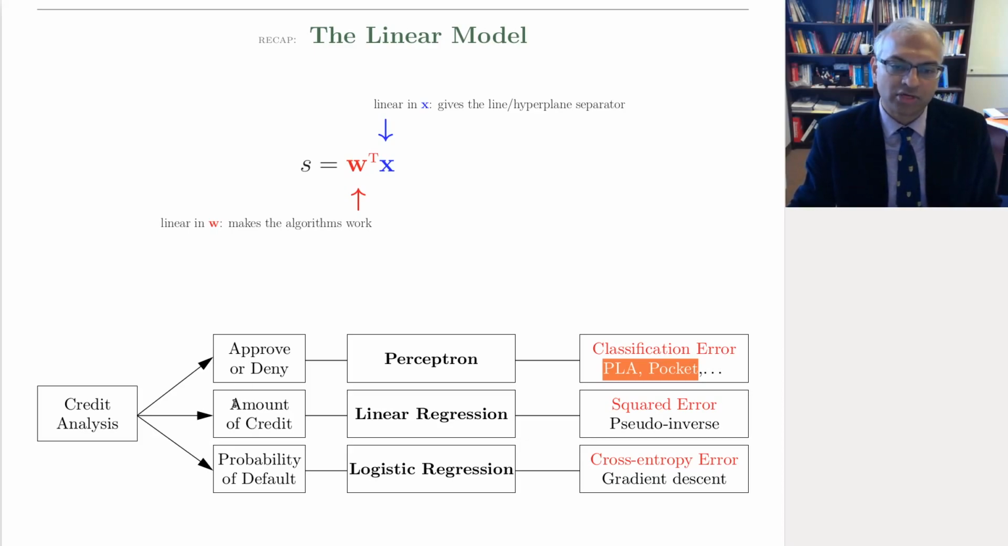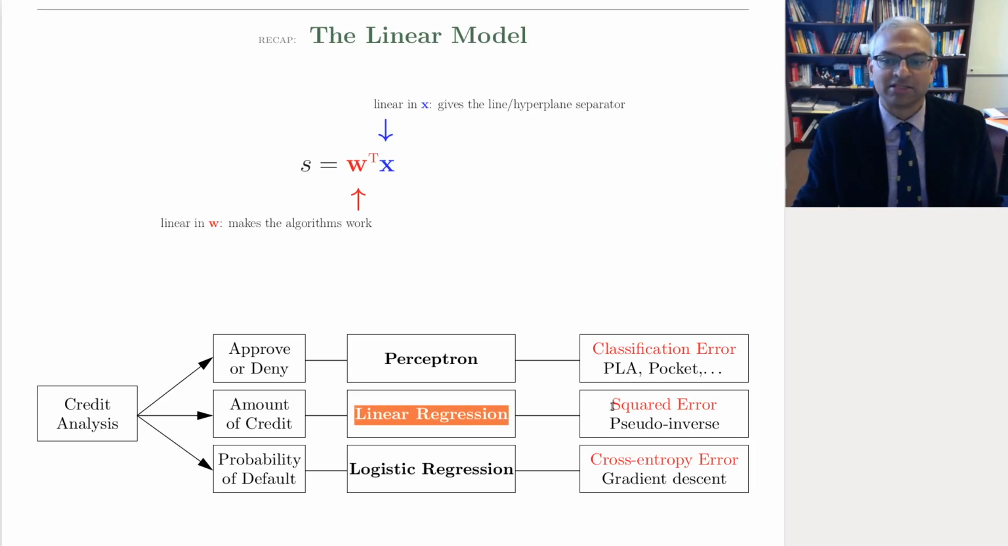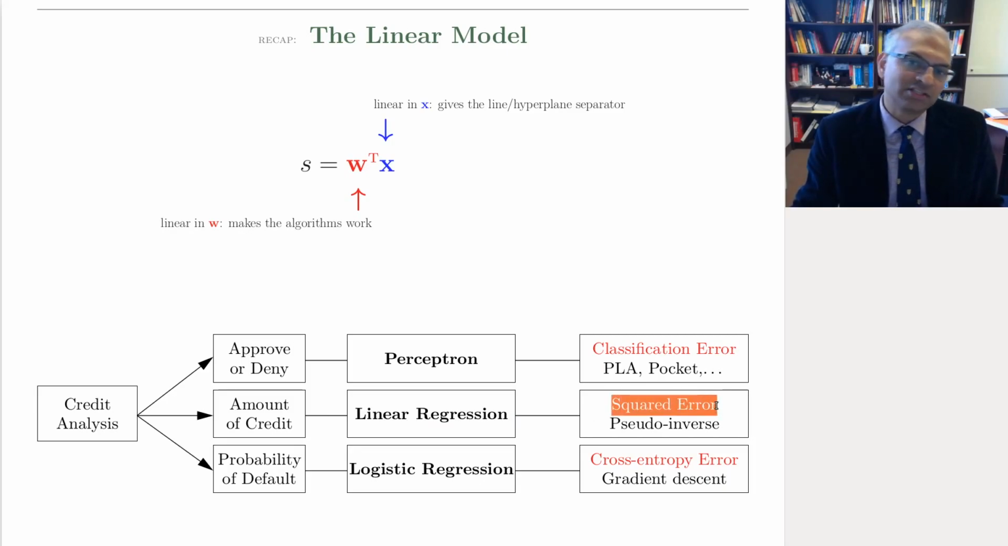If instead you're trying to predict the amount of credit, then we're talking about regression, and we're minimizing the squared error, and we described the pseudo-inverse single-step algorithm that gets you to the best hypothesis.